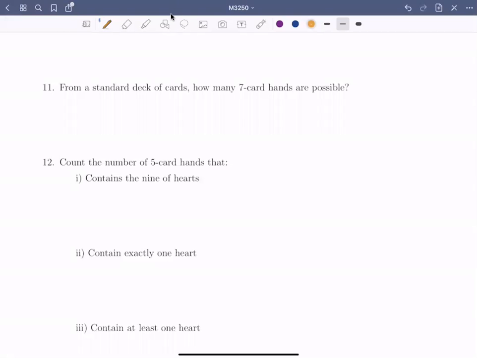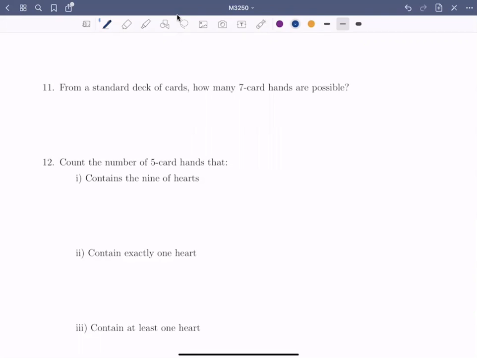Let's do a few examples of this. So I want to do a few examples of counting permutations and combinations. Of course, we did the book example before when we talked about combinations and permutations to begin with. And here, what we're going to do is talk about how many 7-card hands are possible from a standard deck of cards.